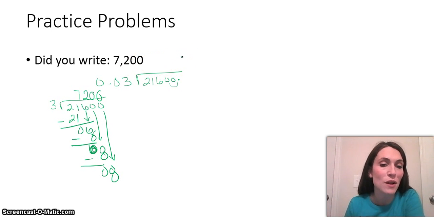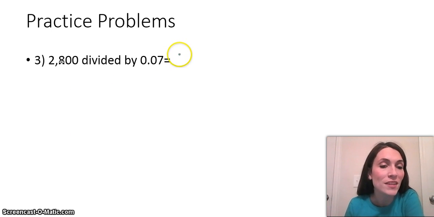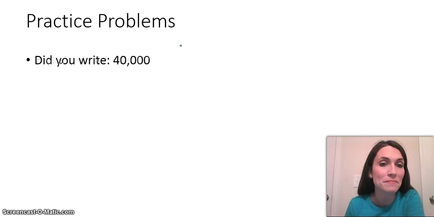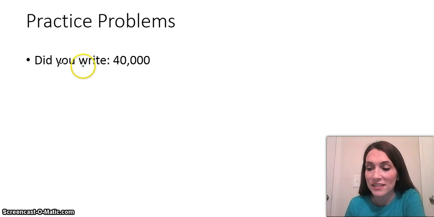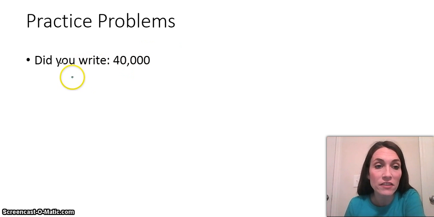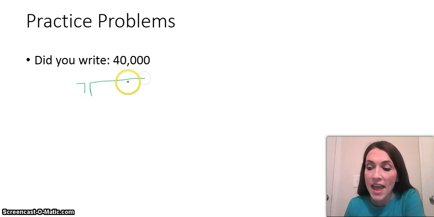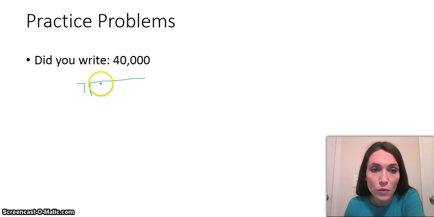Let's take a look at practice problem number 3. We have 2,800 divided by 7 hundredths. Please work the problem and press play whenever you're ready to work it with me. Did you write 40,000? Let's take a look. We had 7 hundredths to begin with, so that's going to become 7. And I moved that 2 place value spots. So then I'm going to have to take my 2,800 and move my decimal point 2 more spots.